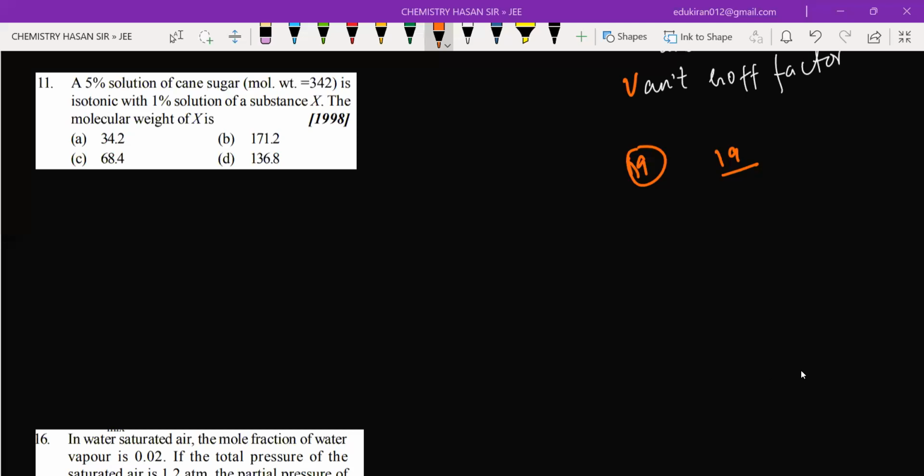I just got disconnected. My network is weak today. Are you able to see the screen? Yes, Shahid. Please do solve it. I will just explain question number 19. There is a little problem in my network. So please do solve. You can see question number 11 and 16. Please start solving. Okay, sir.